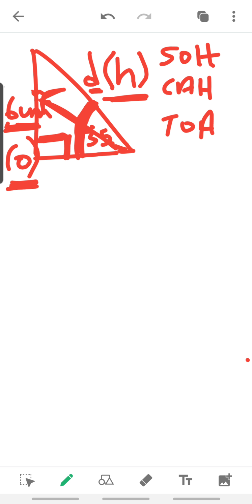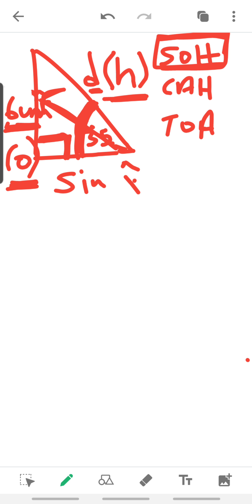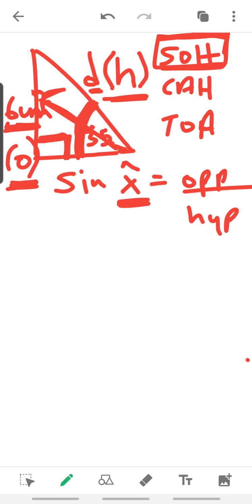So because we have our opposite and hypotenuse involved, that means that we're going to use our sine. So therefore, let's write out our sine. So we know that sine of angle X is equal to opposite over hypotenuse. So now that we wrote down our trigonometric ratio, we want to substitute. So we know that the angle X is our given angle. So angle X is going to be the same angle that we were given, which is 35 degrees.